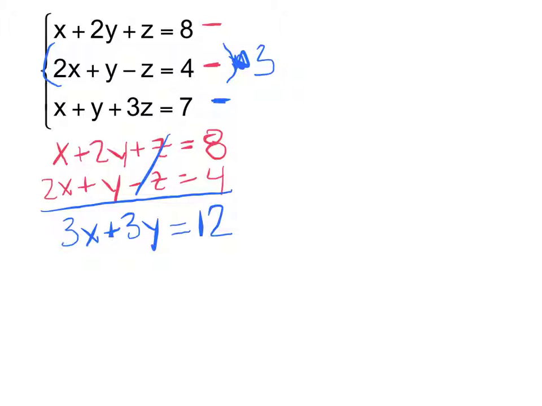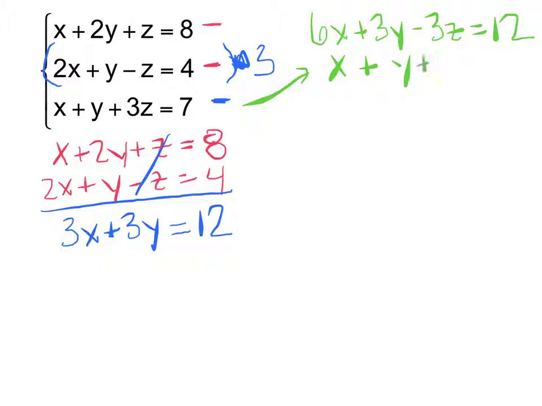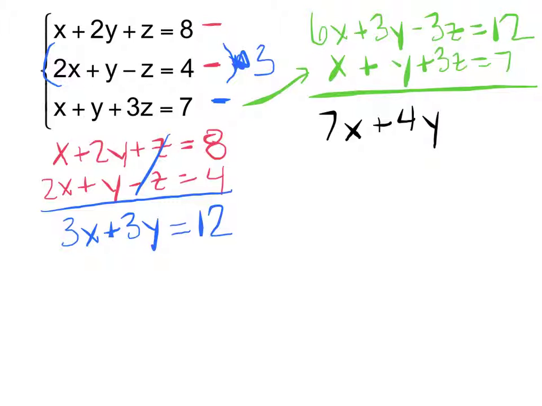So I'm going to go ahead and get a new color and rewrite that equation over to the right. 6x plus 3y minus 3z equals 12. Now remember, we had to use equation 3, so I'm going to rewrite that as well. X plus y plus 3z equals 7. Now I can go ahead and combine these. 6x and x is 7x. 3y and y is 4y. Negative 3z and 3z cancel. And on the other side, it looks like we have 19.